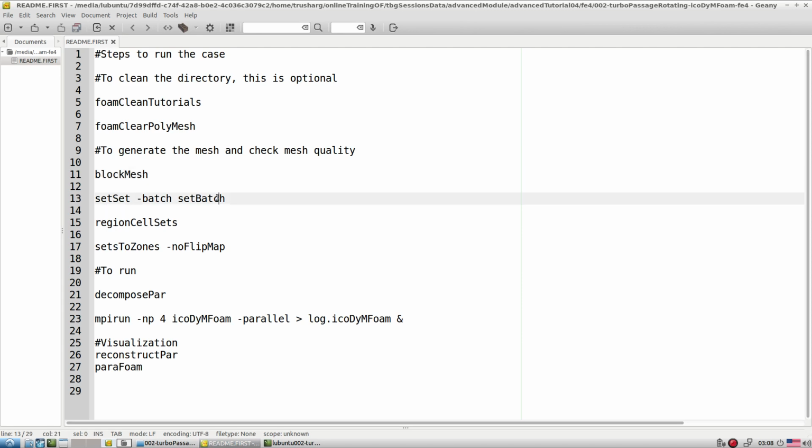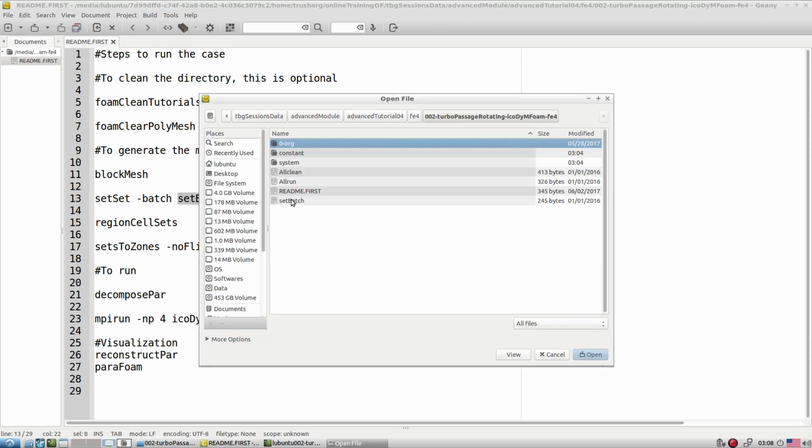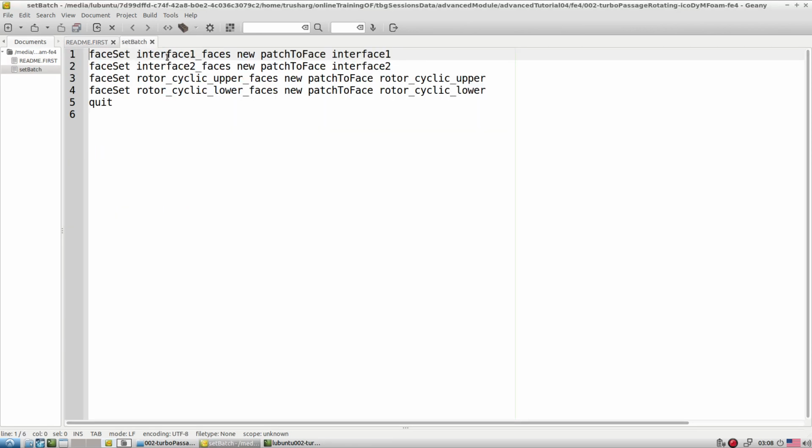Now let's look at the bash file, so that gives us the idea. So what we have is interface 1, and from interface 1 we construct the interface 1 faces, and from interface 2 we construct the interface 2 faces. Okay, then we have the rotor cyclic upper. Okay, so what we do, we try to construct the faces out of this rotor cyclic upper and the lower. Okay, so that is what we're going to do.